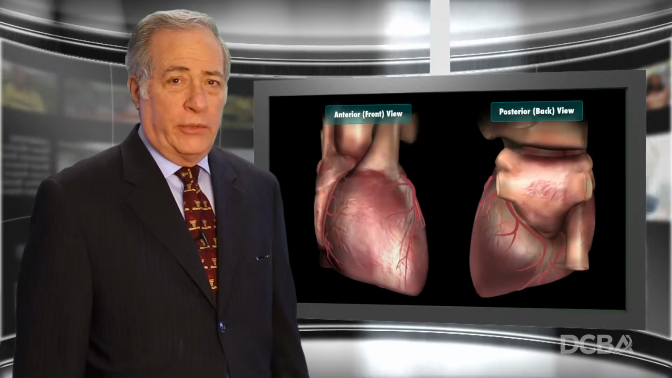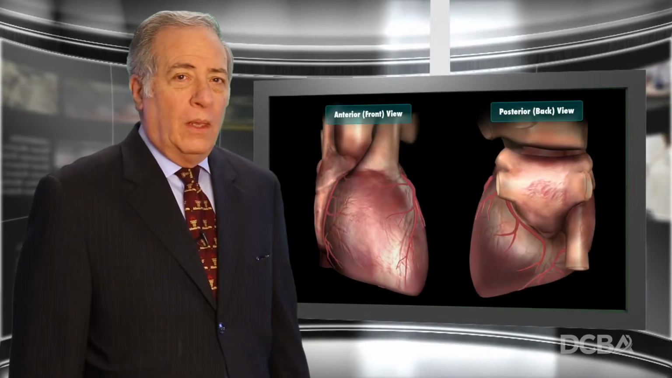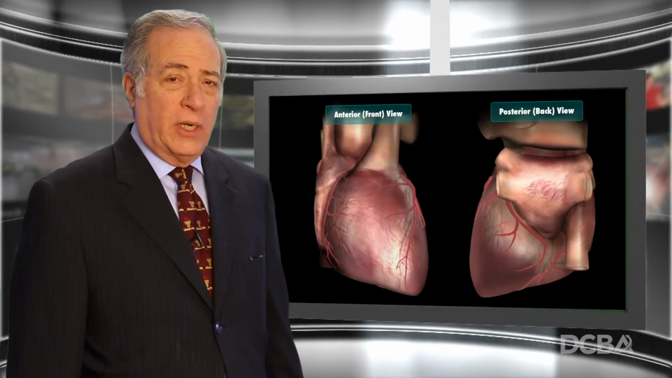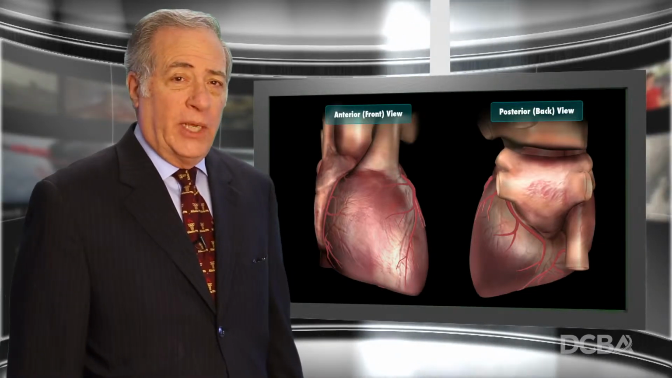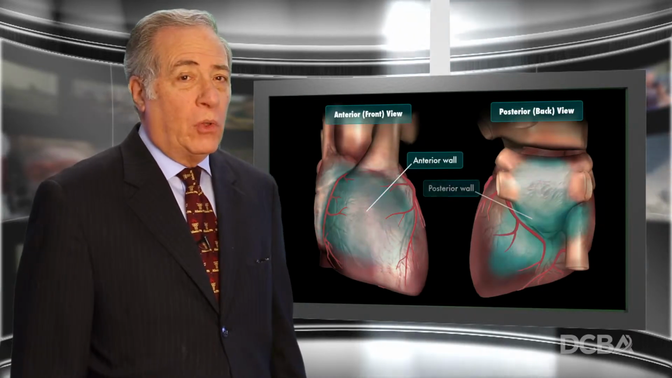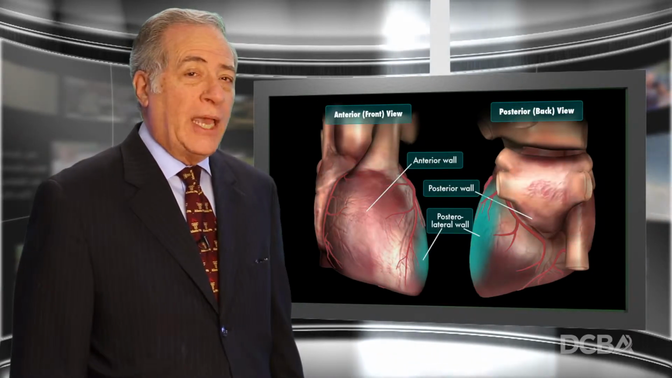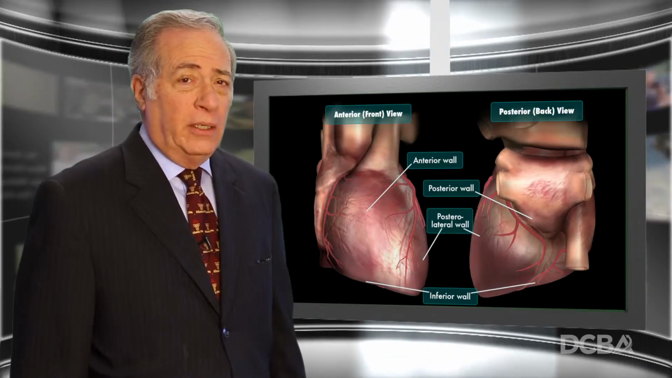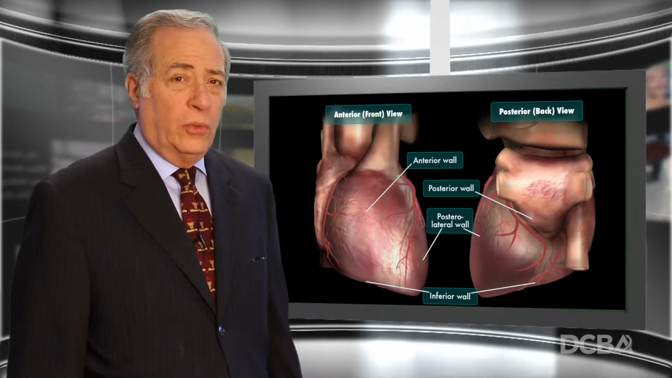Most ST elevation MIs are caused by acute coronary occlusion. Traditionally, physicians are used to talking about them by the wall of the heart that's involved with the MI. It could be anterior wall, posterolateral, inferior. Each of these in ICD-9 has been assigned a specific code.